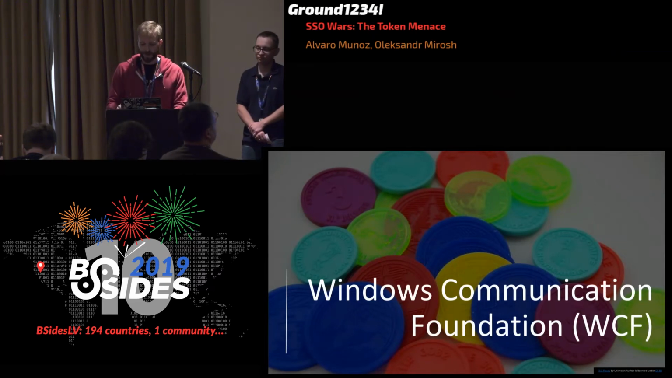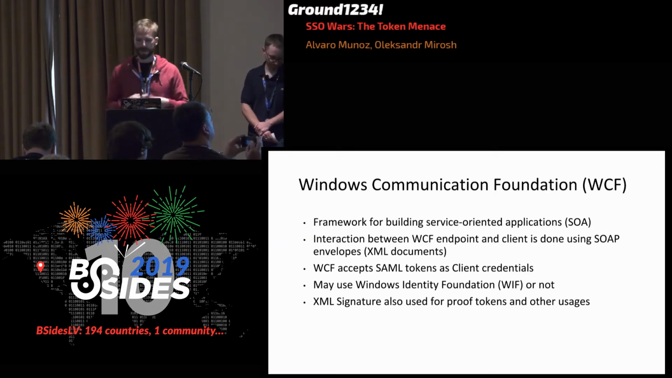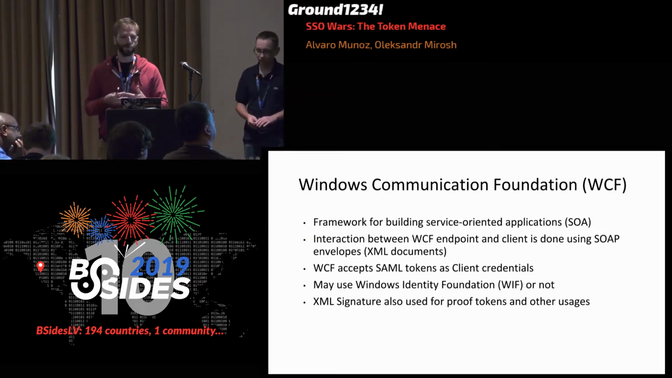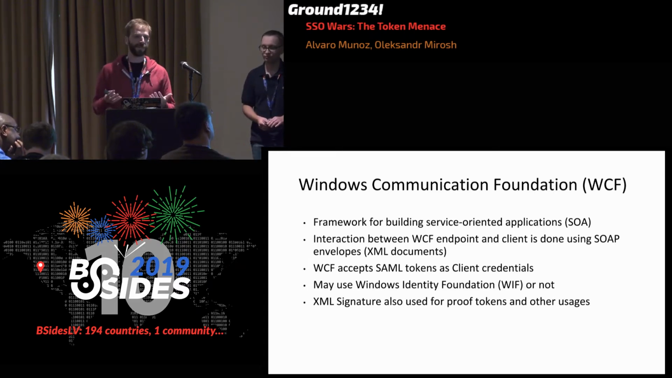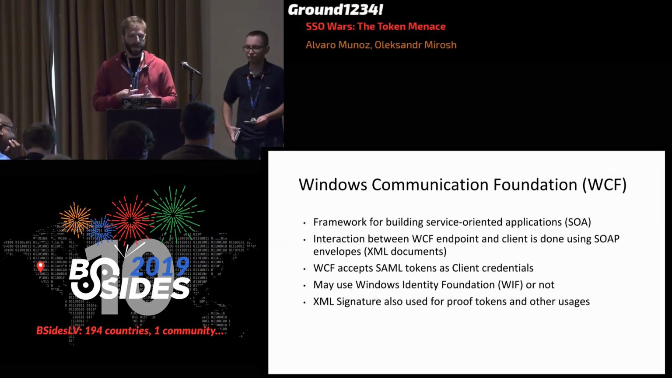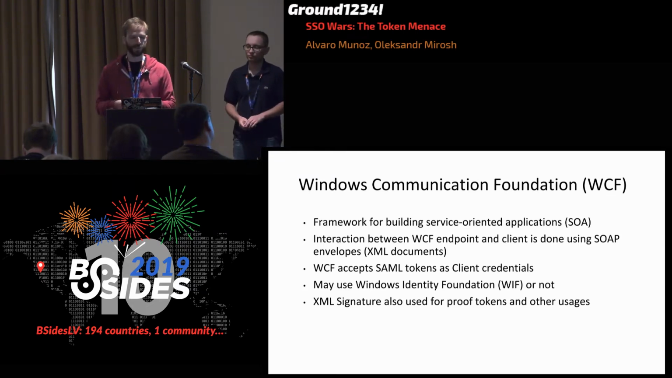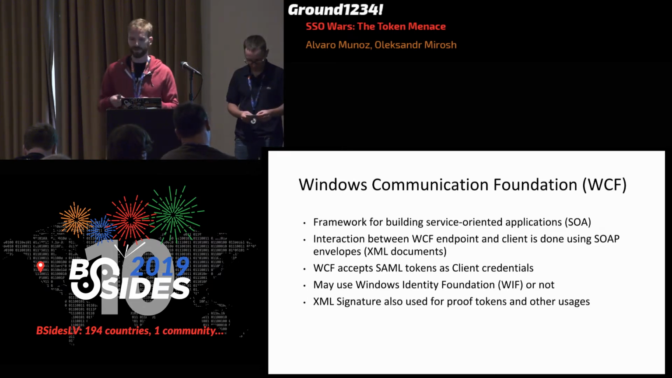So the first framework is Windows Communication Foundation. As I said, it's used to build web services. It's a Microsoft framework used to build service-oriented applications, which basically interoperate with other web services and clients developed in other languages and frameworks. It will exchange XML documents in the form of SOAP messages, but the most important part for us is that it will accept SAML tokens to authenticate the client. So if you are a client, you can present your credentials with maybe a user and password, but you can also submit a SAML token in order to authenticate yourself.